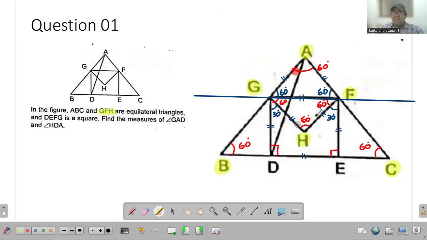And HDA, we can see that H is here. H and D are not directly connected, so I shall do that first. H to D, HDA. We need to find the measurement of this region, HDA. These are the two angles we have to calculate. Before I proceed further, just observe. I want you to observe triangle GAD.